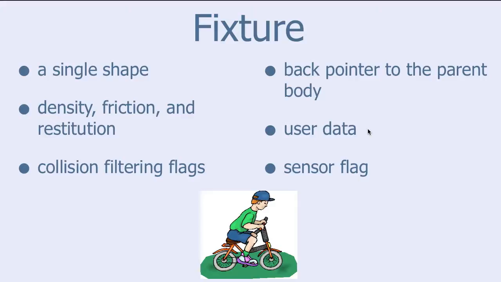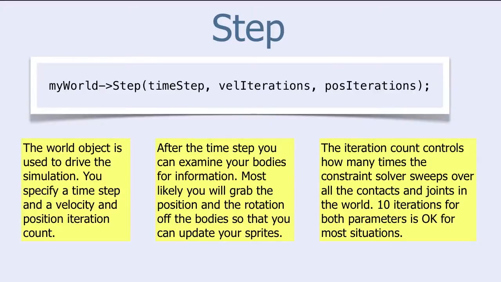In our Box2D, we have the update method. Box2D has a step method, which it uses to drive the simulation. You specify a time step and 2 iteration counts. After the time step, you can examine your bodies for information. Most likely you will grab the position and the rotation of the bodies, so you can update your sprites. The 2 iteration counts can usually be set to 10.